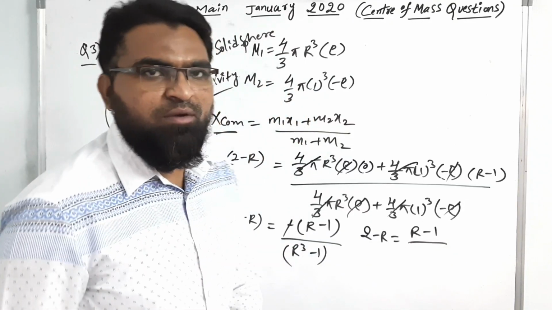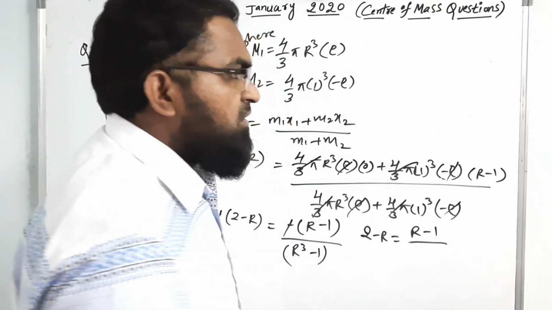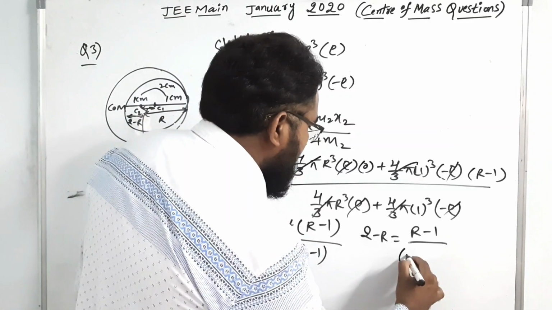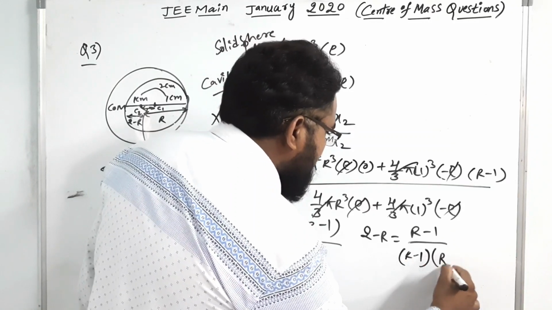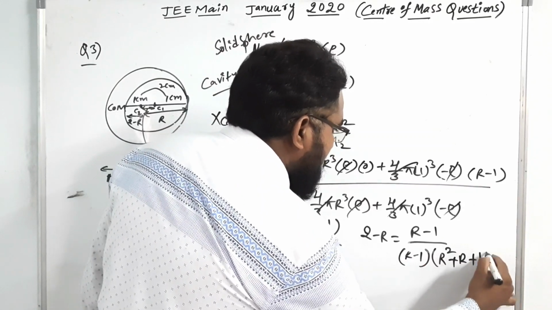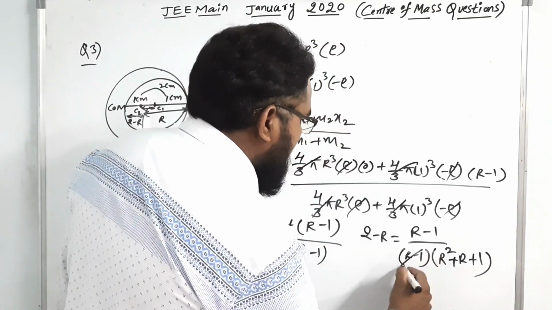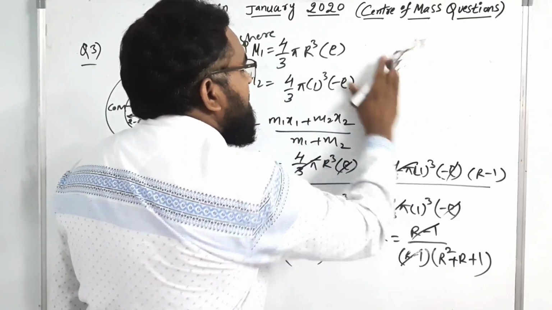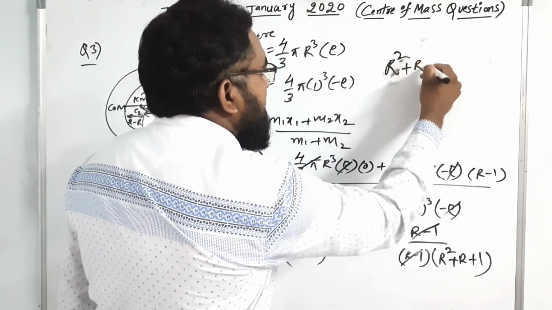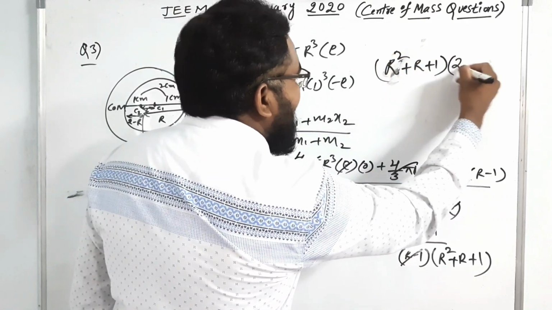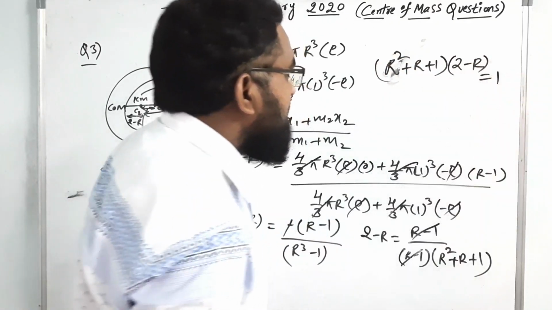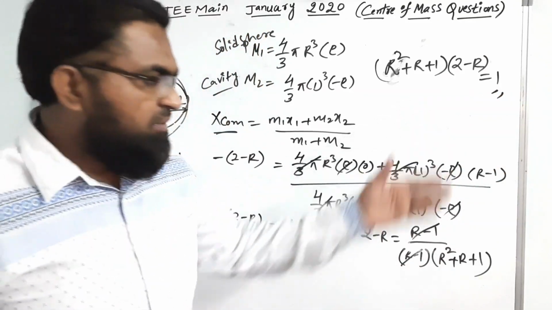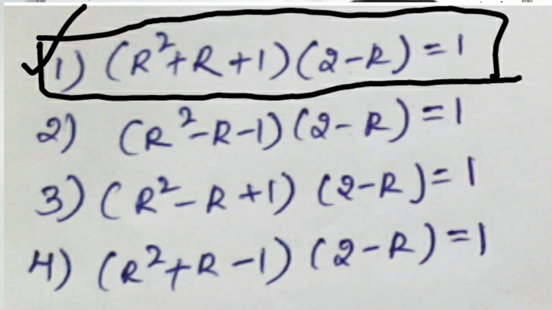A cube minus b cube formula, students: a minus b into a square plus ab plus b square. So here writing r minus 1 into r square plus r plus 1, so 1 cubed. So finally here r minus 1 cancels. So the answer is r square plus r plus 1 into 2 minus r is equal to 1. Okay, this is the answer. I hope you understood this one. So option 1 is correct.